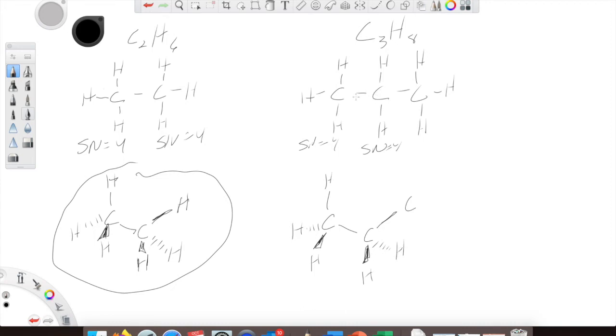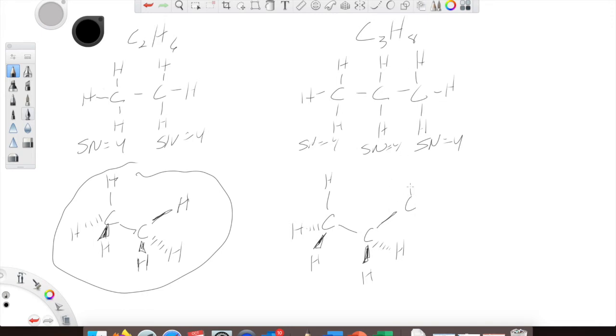So this carbon has 2 carbons bonded to it and 2 hydrogens. This carbon has 2 carbons and 2 hydrogens. So we have to pay careful attention. We've got everything bonded correctly. And then our third central carbon, again, a steric number 4. You can see that.